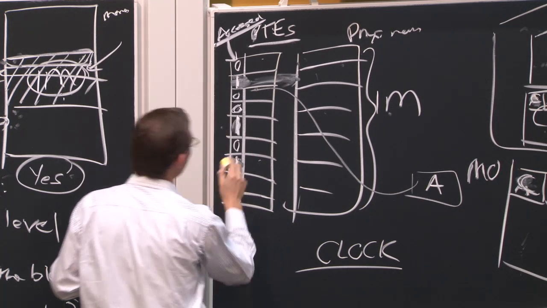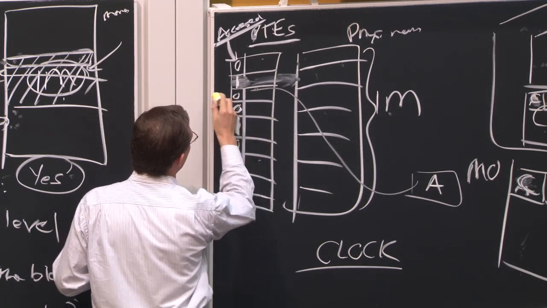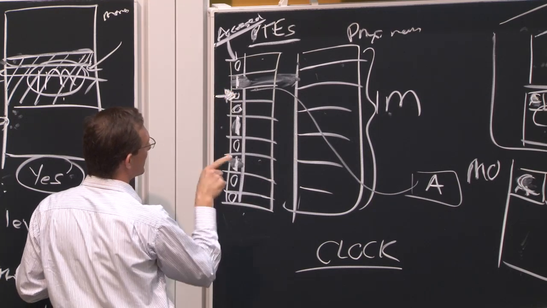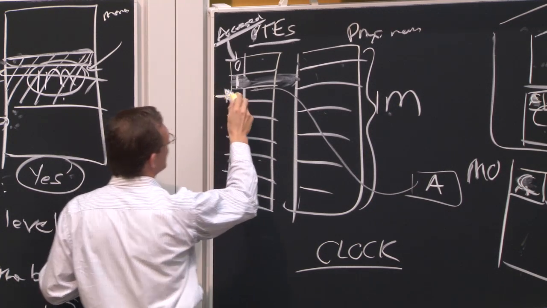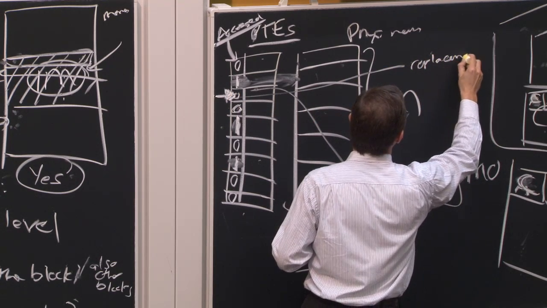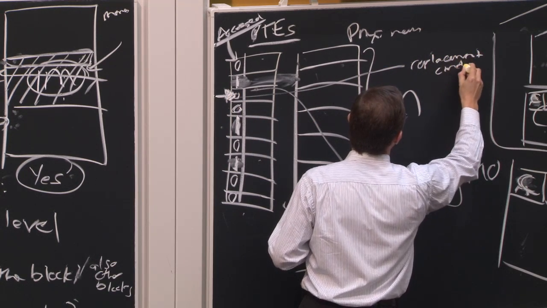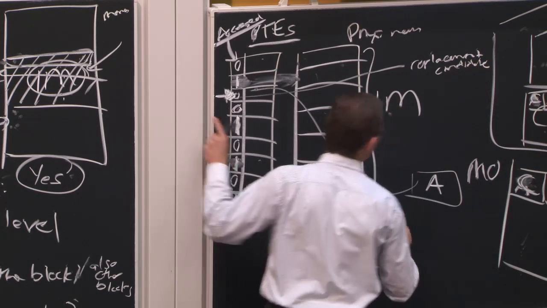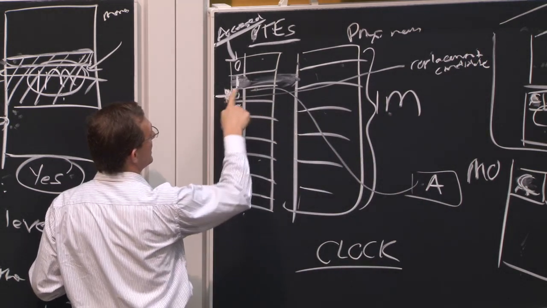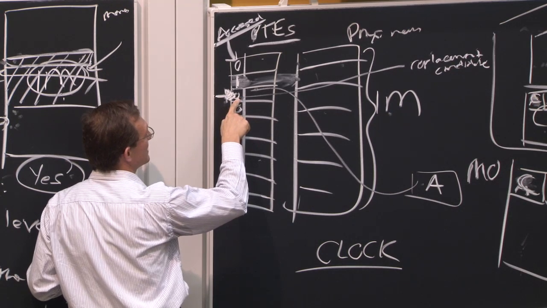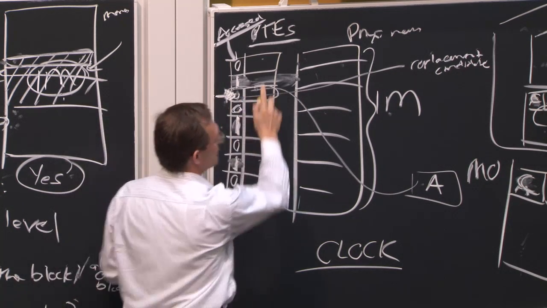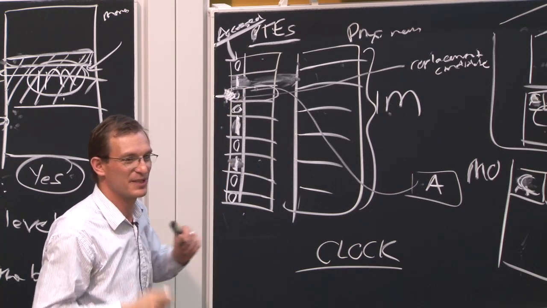So in the clock algorithm, what you do is you have a single pointer in your physical memory that says, this is the replacement candidate. When the operating system needs to replace a page, it basically checks that replacement candidate's page table entry, checks the access bit. If the access bit is 0, that's the one that's to be replaced. So replacement is very quick.